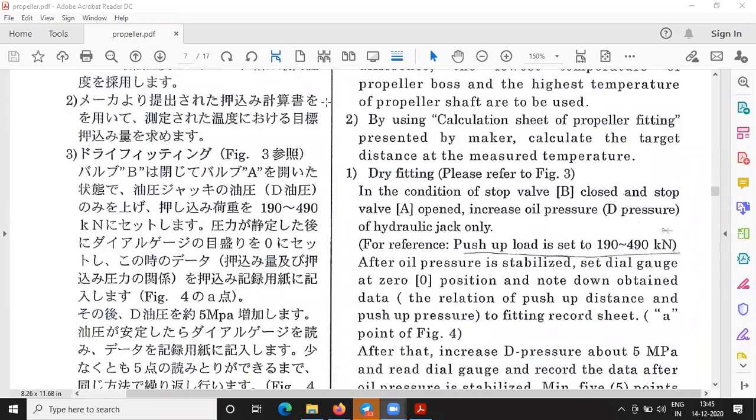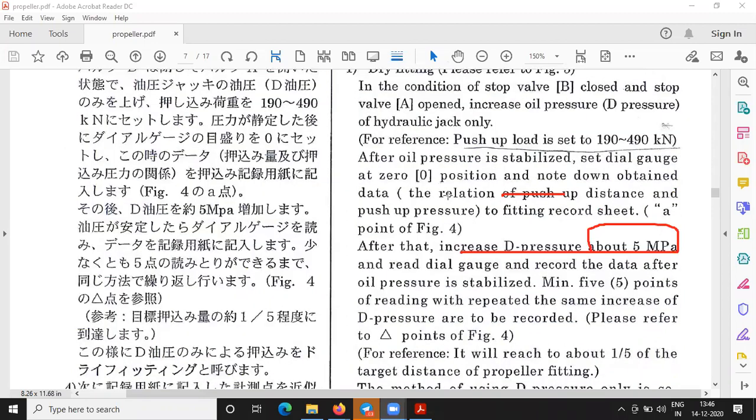Refer to figure dry fitting. So in the dry fitting, what we are doing? Okay, for reference, push-up load is set to 190 to 490 kilonewton. So here you see here, read this line. After the oil pressure is stabilized, what do you mean by the oil pressure is stabilized?